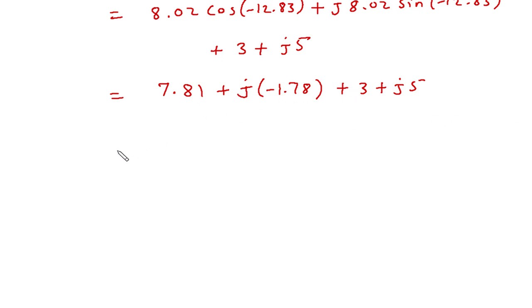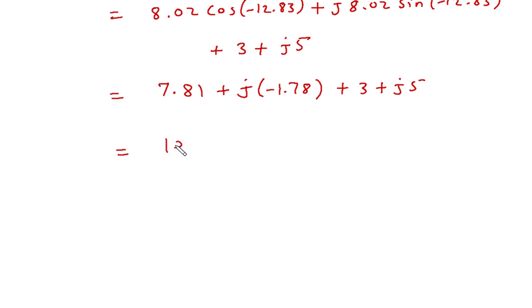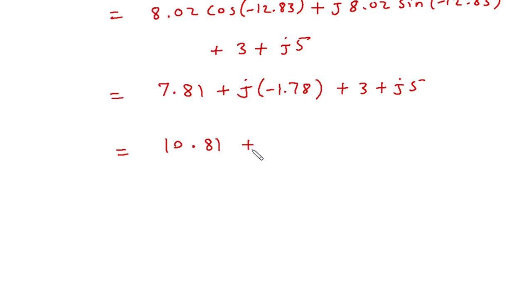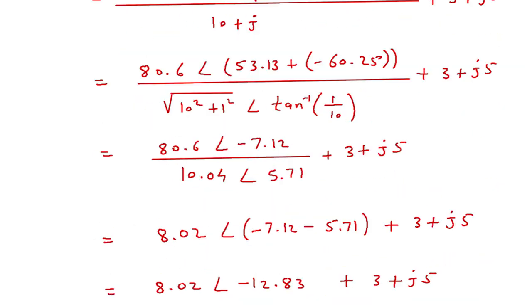Now we will solve the real part first. So 7.81 plus 3 will be 10.81, then minus 1.78 plus 5 will be 3.22. So this is the value for total impedance Z.